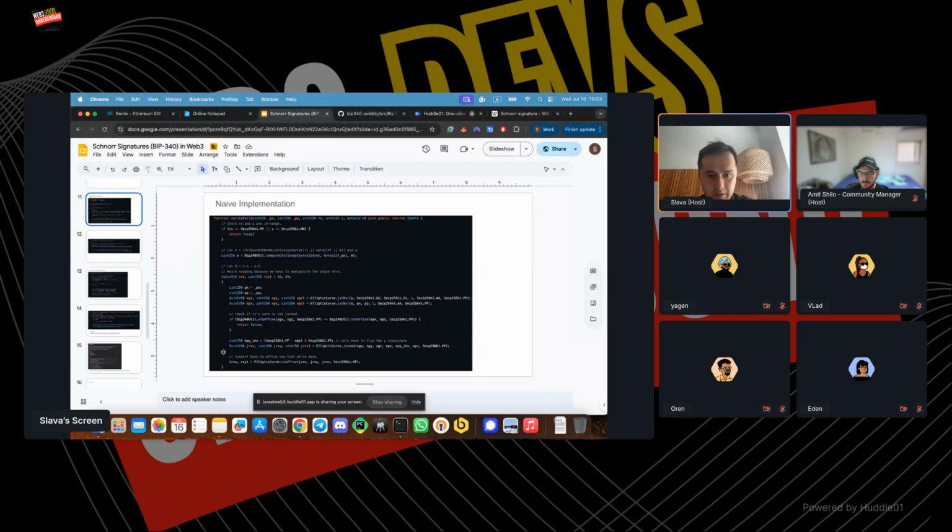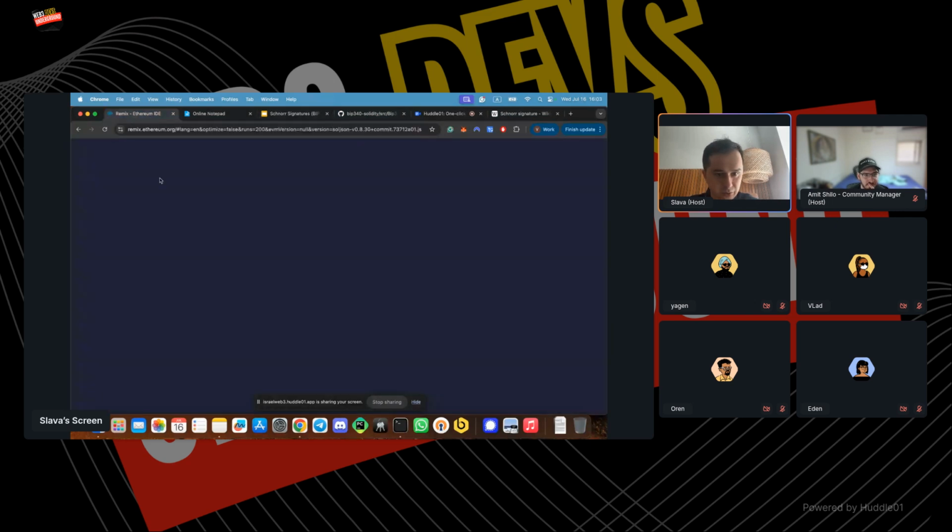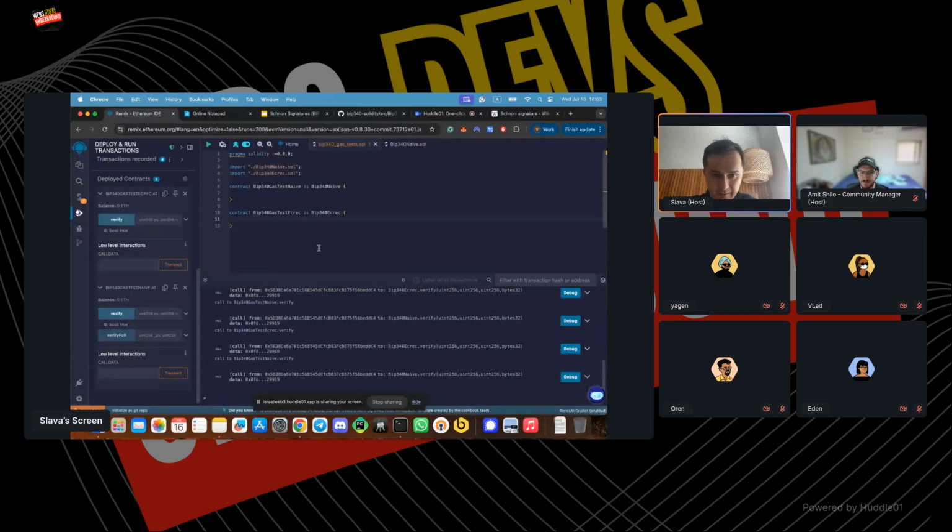Yeah, so here is the conversion back to 2D space, and then we check. I think that the check didn't get into this slide. Yeah, the check that small s times g is equal to the point that we get here. Okay, that's naive, and I just want to show you how much gas it uses.